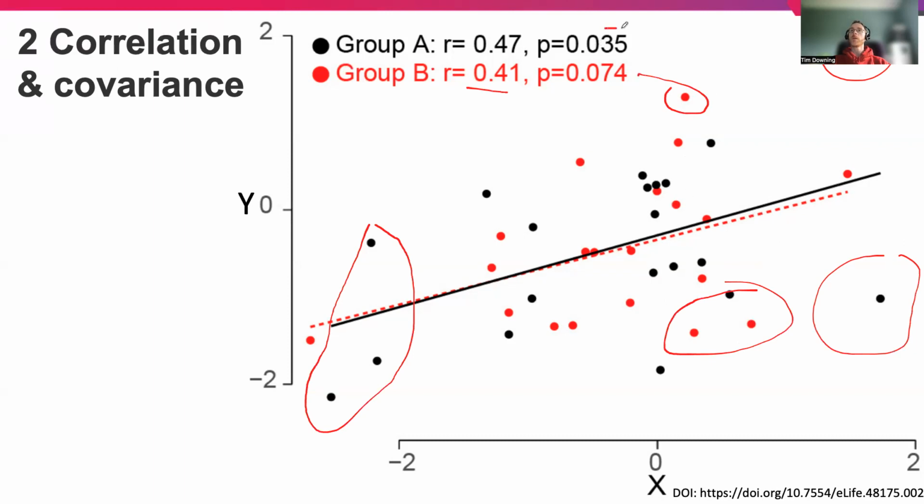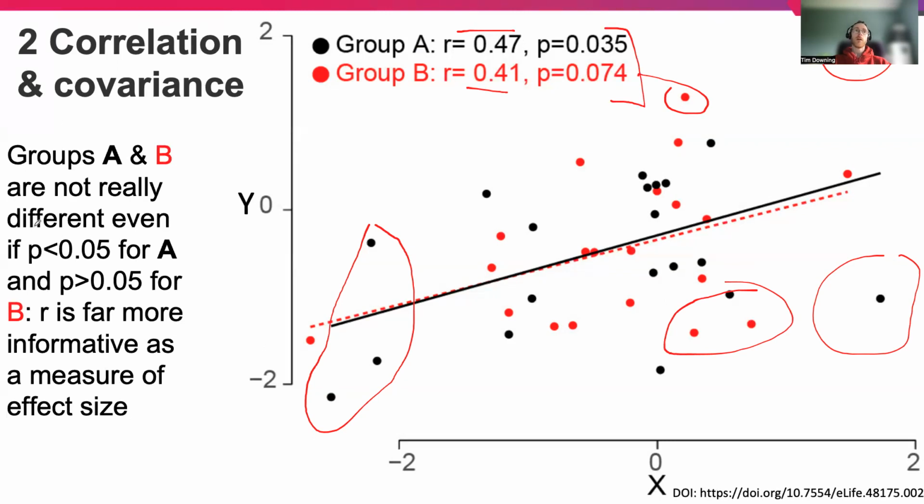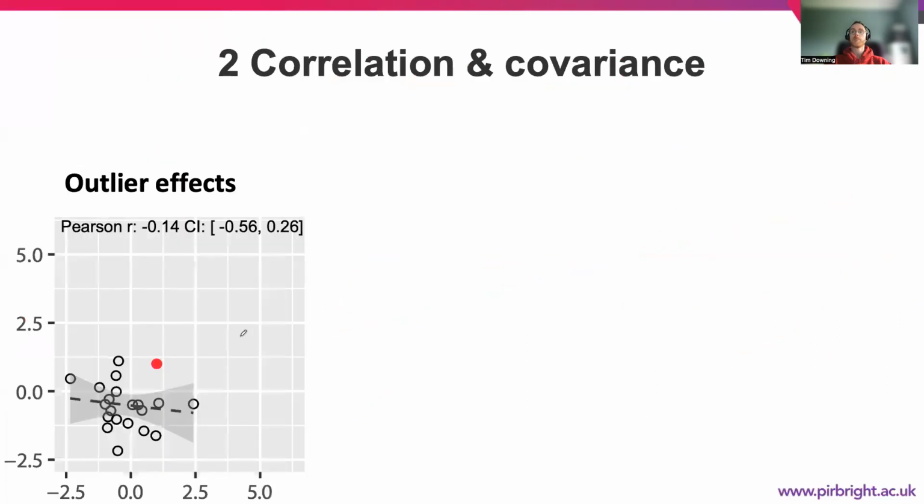But interpreting these based on their p-values is not informative. We should be concentrating here on the effect sizes, which will tell us more about the underlying biology that's going on. So these groups are not really different, even if we have some arbitrary p-value threshold. The correlation coefficient is much more informative for each of these, telling us about the effect size that's going on.